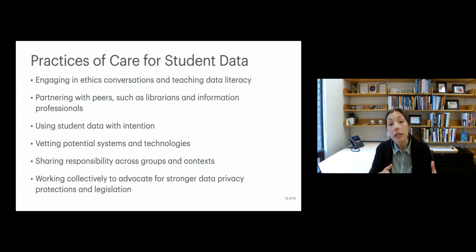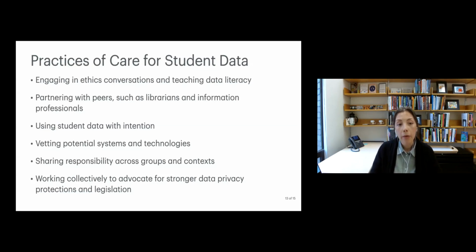Vetting potential systems and technologies that you might use with others who have expertise, like your school administrators, librarians, media specialists, or researchers working in this space of privacy and technology. We can also share responsibilities across groups and contexts by considering parallel issues for learners in K-12 and higher ed, or privacy concerns and practices for young people, both within and also beyond and outside those school settings.